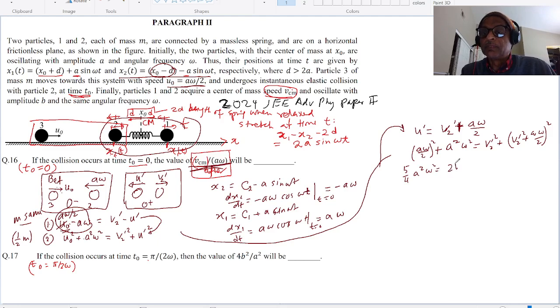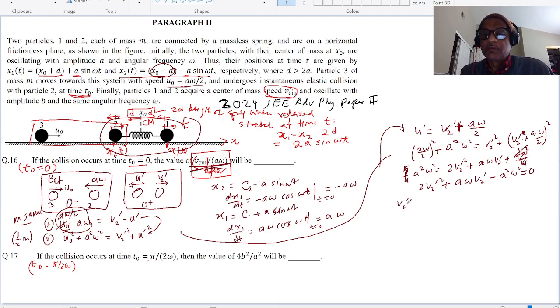And 2v2 prime square plus a omega v2 prime, no, this is not square over here, the square is over there, plus a omega a square inverse square of 4. So 1/4 goes away, so just leaves the whole thing. Bring it over that side. It's 2v2 prime square plus a omega v2 prime minus a square omega square equal to 0.